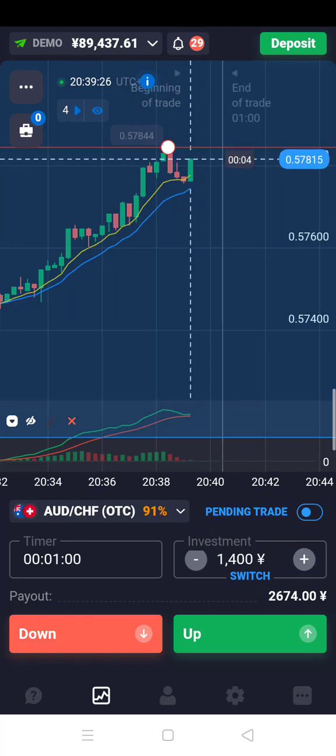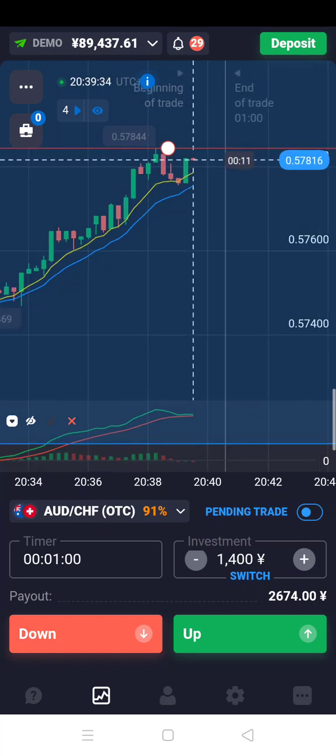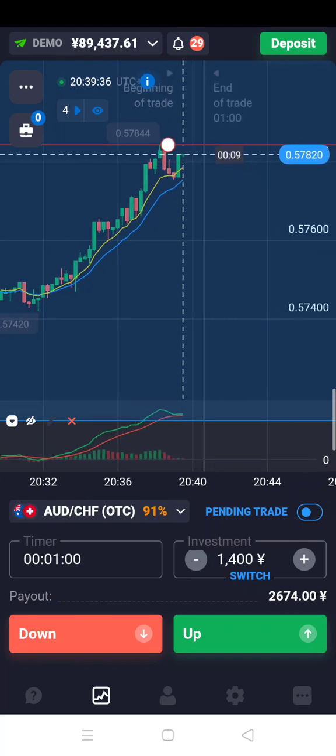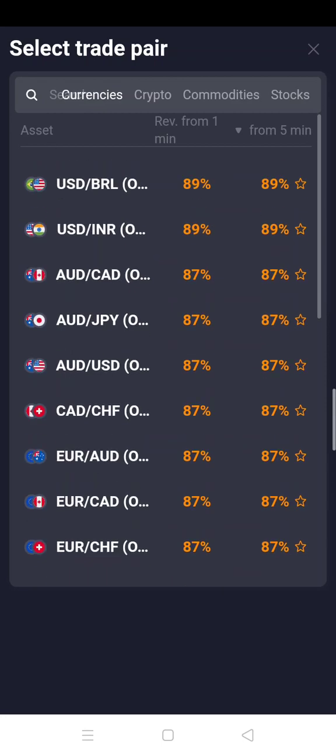So this is one example. I'm not gonna take any trades today. I'm just showing you how to draw support and resistance and what to look into it. Okay, so that's one example. I'll show you another example here.